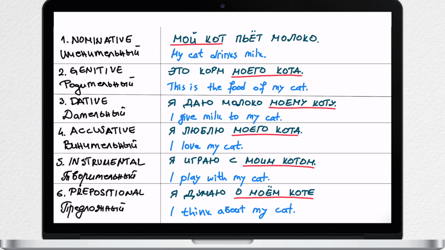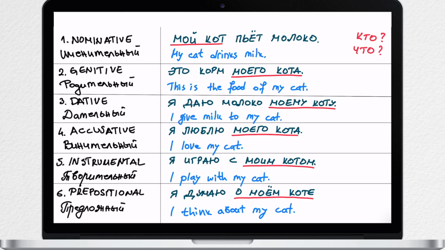The nominative case answers the questions кто, что, who or what. So who is doing what? Мой кот, my cat, пьет молоко, drinks milk. The nominative case is also used in constructions like это кто, это что? For example, это кот. This is a cat.